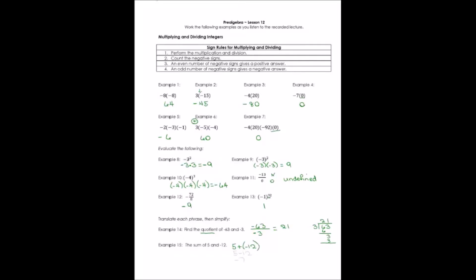Now, 15, the sum, which means we add 5 plus negative 12. 5 plus negative 12 is the same as 5 minus 12. Opposite signs. Remember, this is not multiplication and division. This one we're going back to the last lesson. This is adding and subtracting. What happens with opposite signs? We subtract and we keep the sign of the larger.